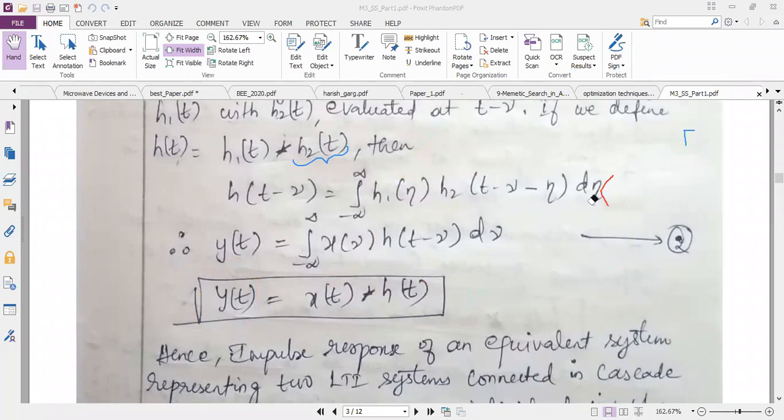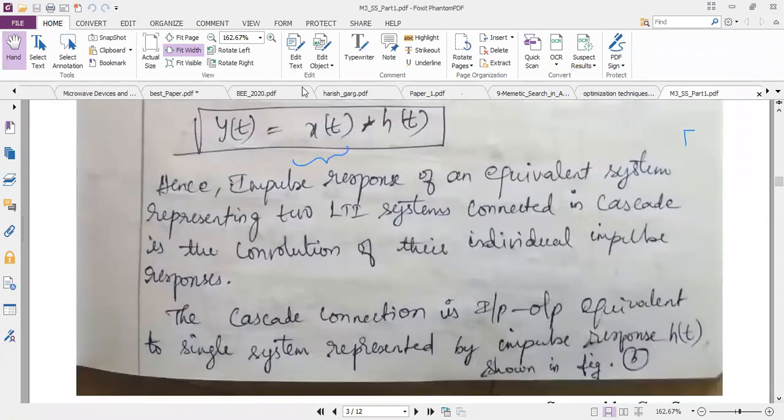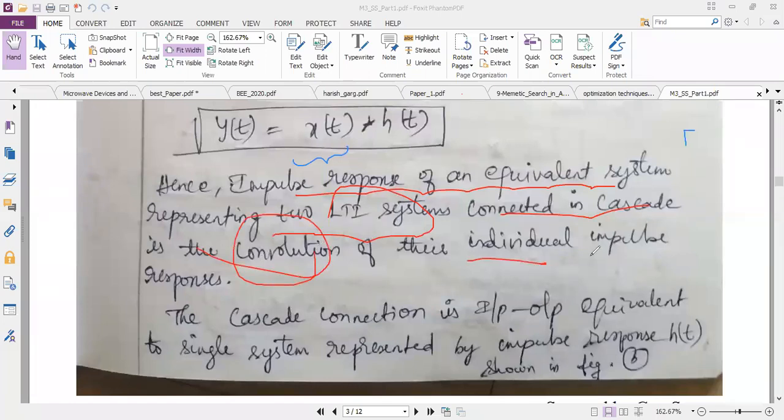So that sentence I have written here, you can see on the screen. The impulse response of the equivalent system, that means the total impulse response of a system having two LTI systems connected in cascade, is nothing but the convolution of the individual impulse responses. I hope you are understanding this.